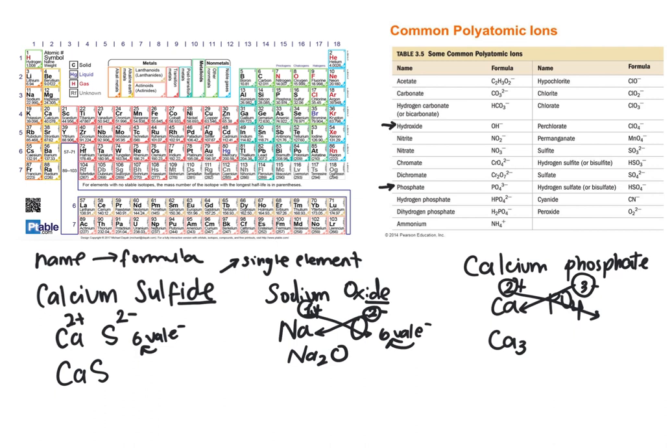Now, just a reminder, the 2 applies not just to one element, but to the whole of PO4. So we are going to use parentheses and put the 2 on the outside. So that is how we go about writing the name to formula. All right?